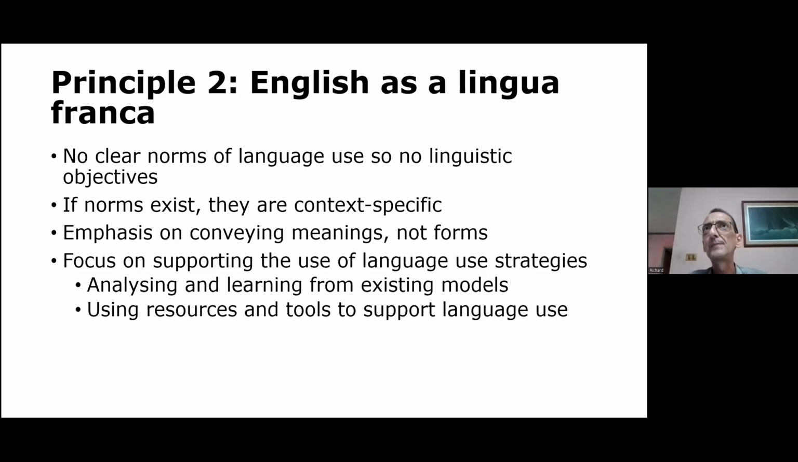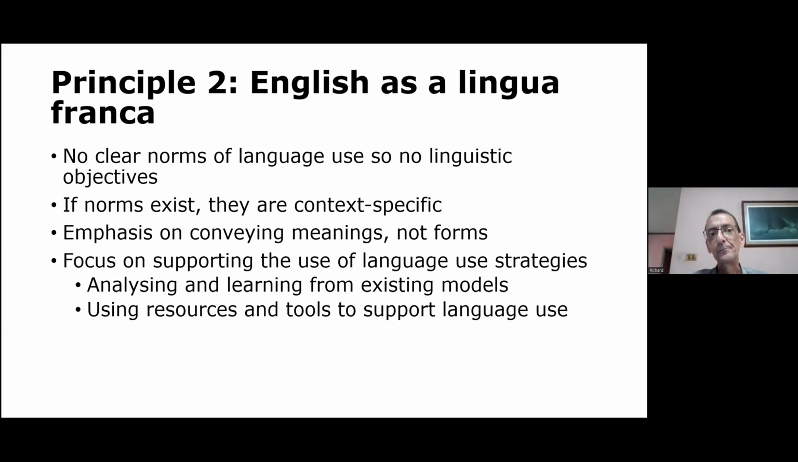So if we're going to be teaching traditionally with language objectives, we'd have to be teaching a different set of objectives for each context, which is clearly very difficult to do and probably completely impractical. So basically under languaging, we don't pay any attention to the forms. We're looking at the meanings, and we're emphasizing how people do things in English, how they convey meanings. We're not looking at the language they use.